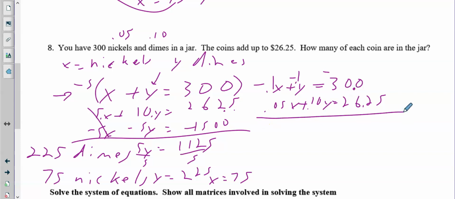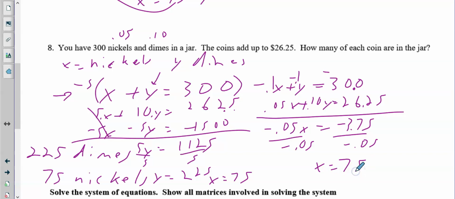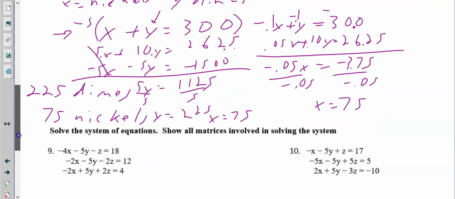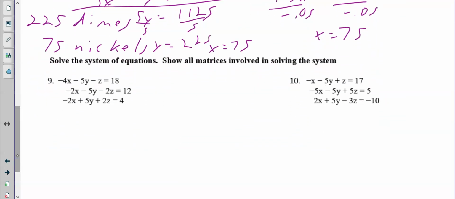Now when I add, I'm going to have negative 5 cents here equals negative $3.75. But then when I divide by negative 0.05, I end up with my answer. So just a couple choices of ways to go about that problem, whatever is most comfortable for you.